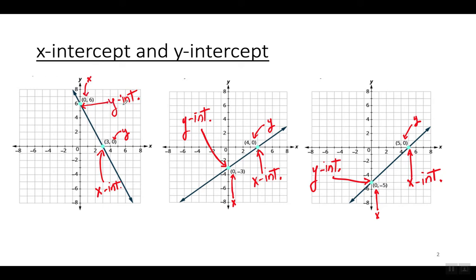If I'm looking for the y-intercept, the x-coordinate has got to be 0. If I'm looking for the x-intercept, the y-coordinate has got to be 0. So it's always the other letter. If I'm looking for the x-intercept, the other letter is y, so I have to make the y 0. Again, I'll show you what I mean in a second. Let me just repeat all that in Spanish as quickly as I can.